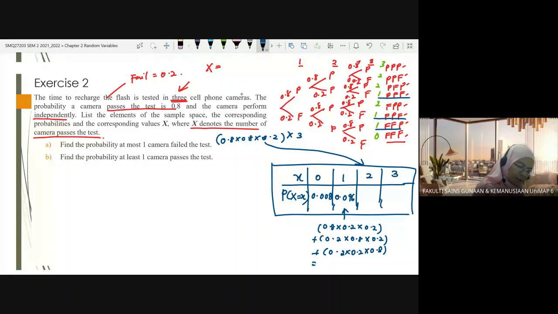Why times 3? Because we have 3 trials. We pass here, here, here. So just times 3, right? The same. So what is the value?